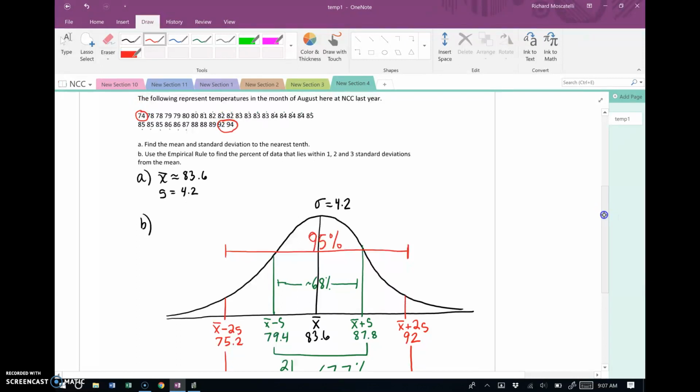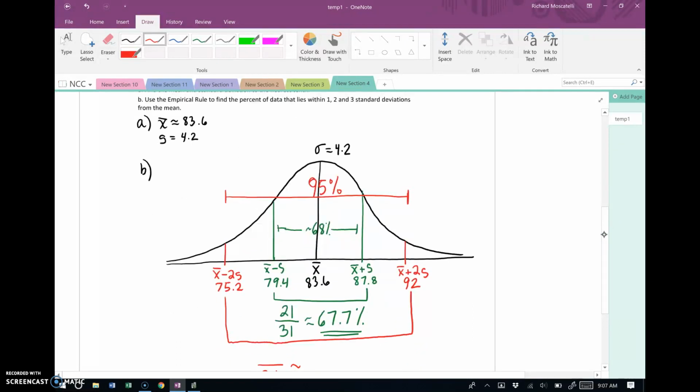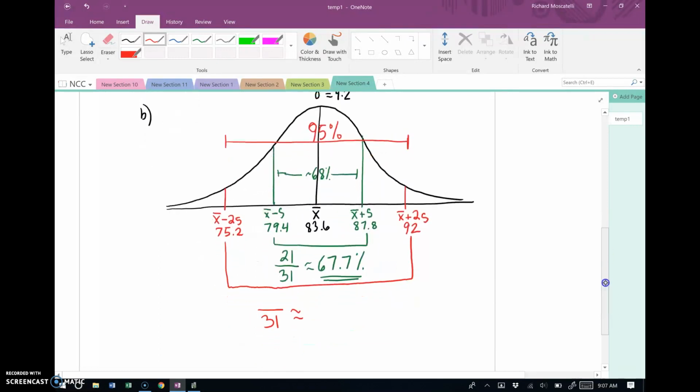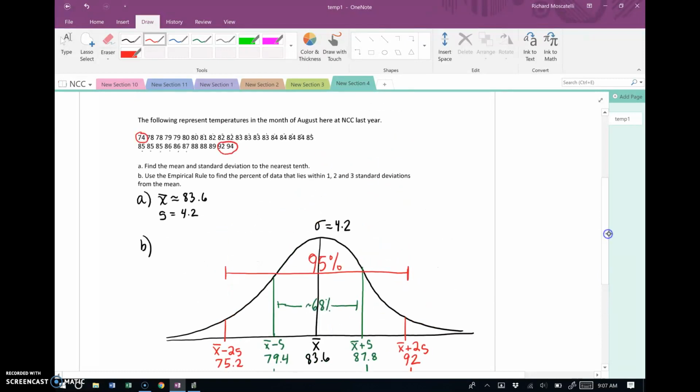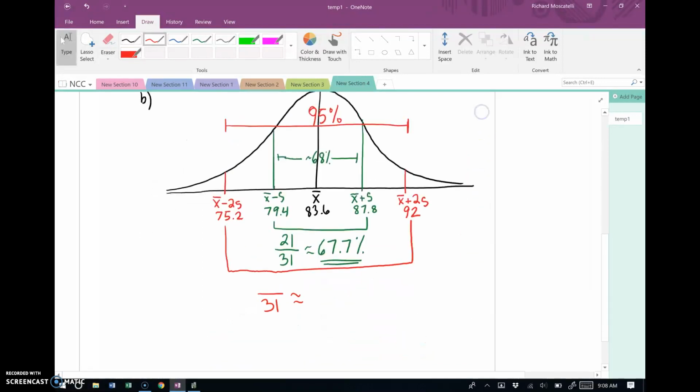Now, some people would say, what are you talking about? The 92 lands in there. 92 technically lands on the 92, right? So the empirical rule says within means in between, not including that value. So according to the definition, let's just leave the 92 alone for now. So as you can see, out of the 31 data values, 3 of them don't land within those 2 numbers. So that means 28 of them do land in there. So this is 28 out of the 31 data values land within there.